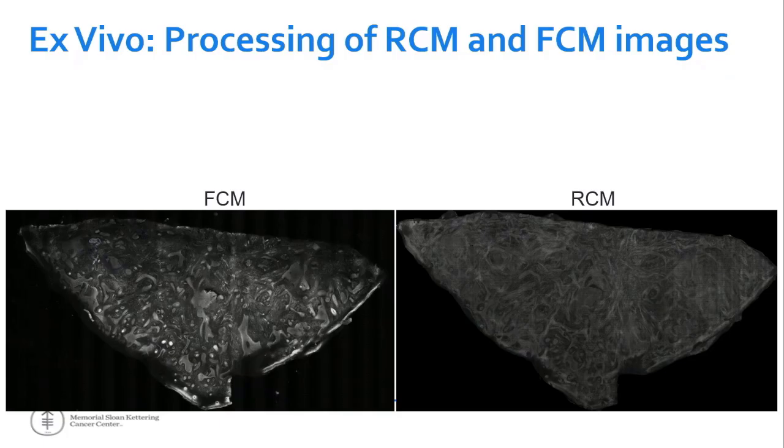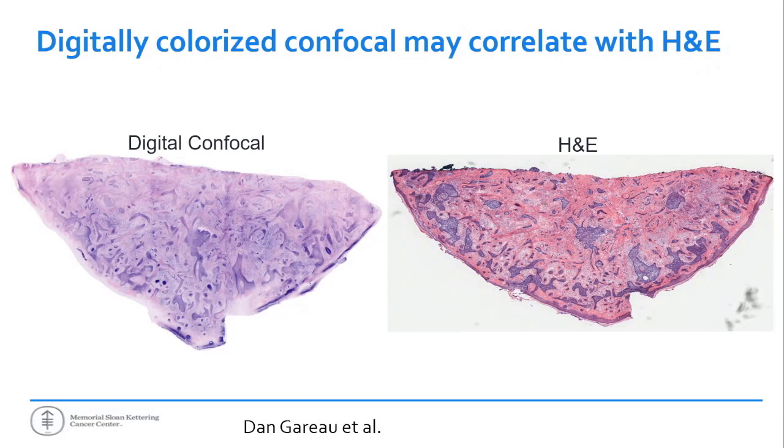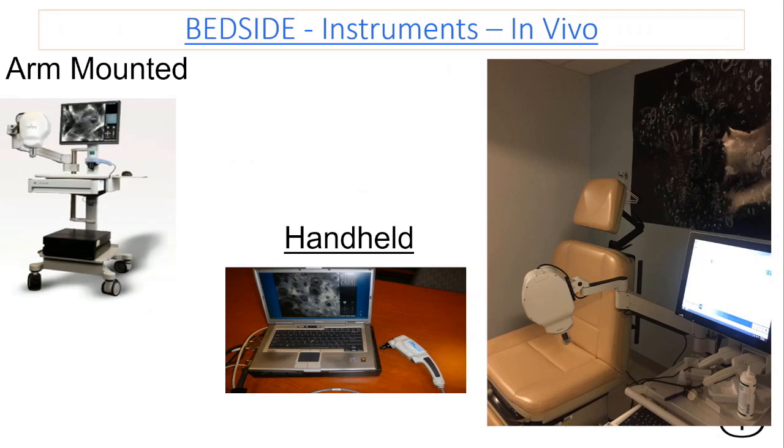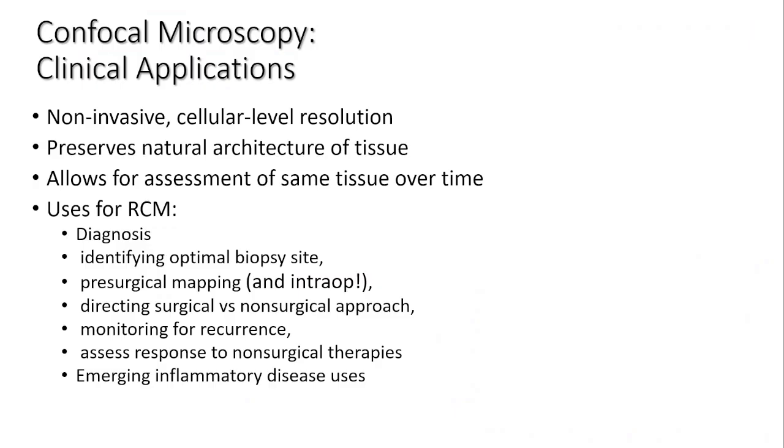This is an image of a basal cell carcinoma. And then you can use fluorescent and reflective channels, combine them, and use a digital staining tool to really mimic what we know already under pathology, so that H&E. So the digital confocal image looks very much like what we're used to. And clinically and commercially, these are available now. So they're available to use, and many of you may have used these already. This is the static arm-mounted one and the handheld version that we use often.